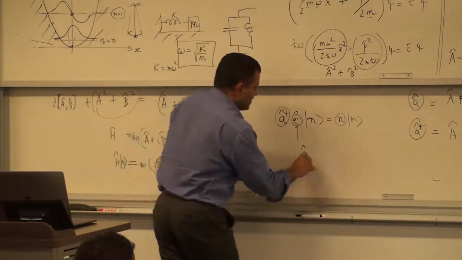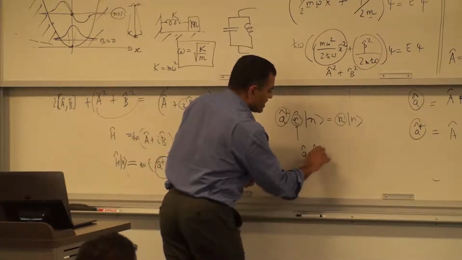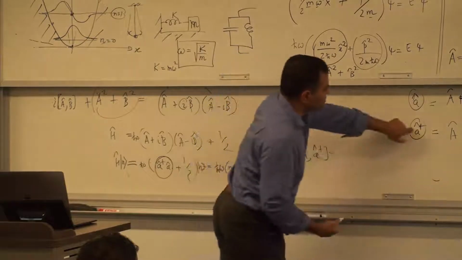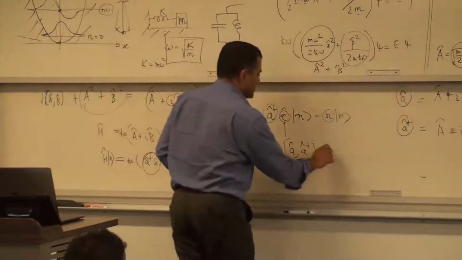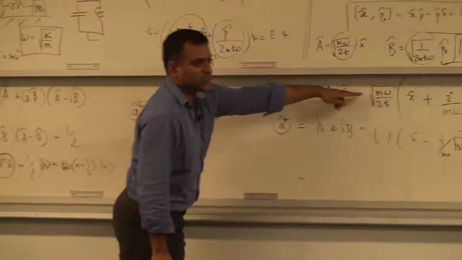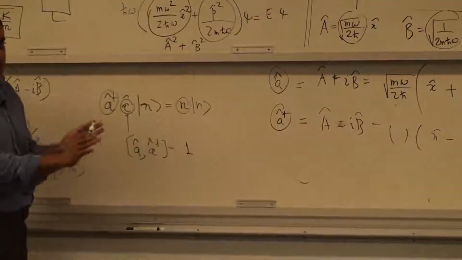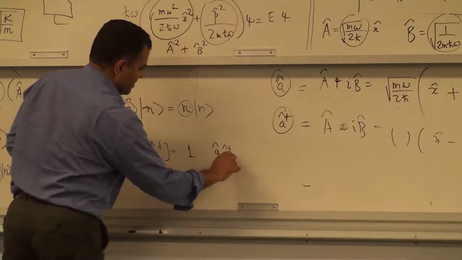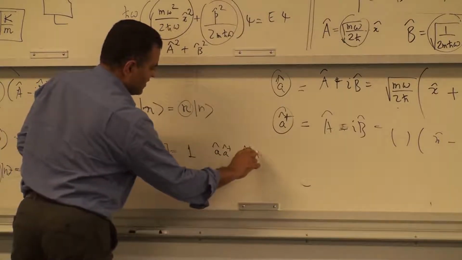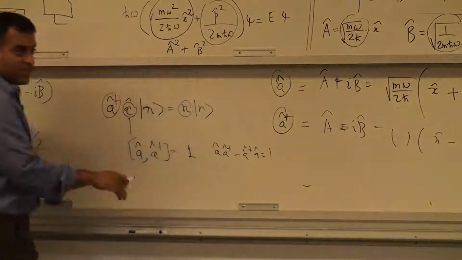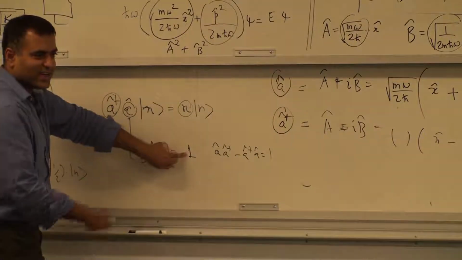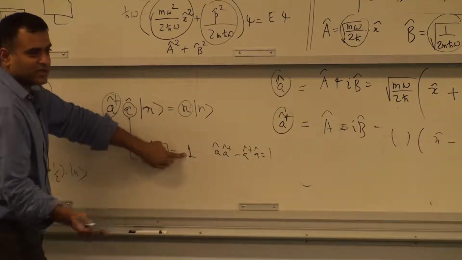If you do things like the commutator of A, A dagger here, you find the commutator of these two. What you will find is this is actually equal to 1, and you can show that in 2 or 3 steps. A comma A dagger is just 1. And so that means A A dagger minus A dagger A is equal to 1. So that's how they're related.